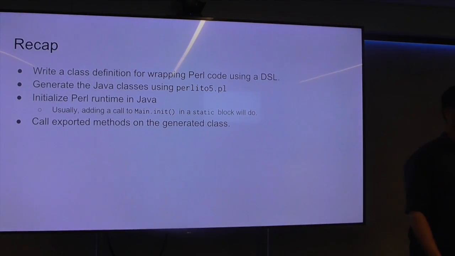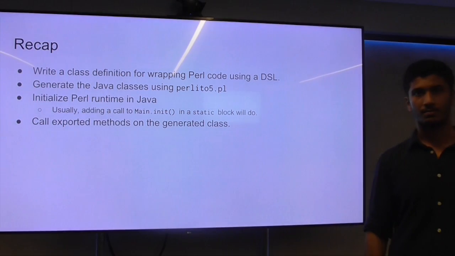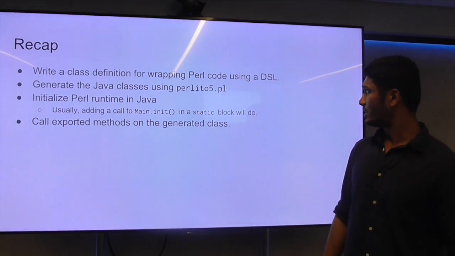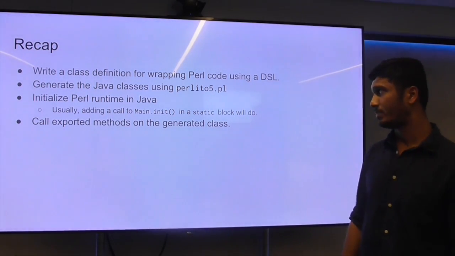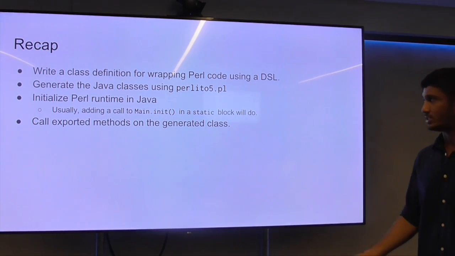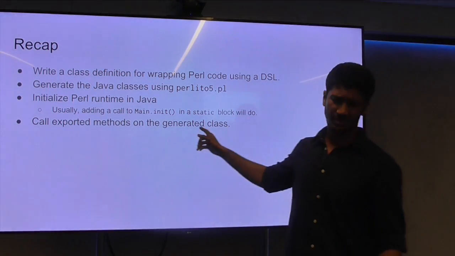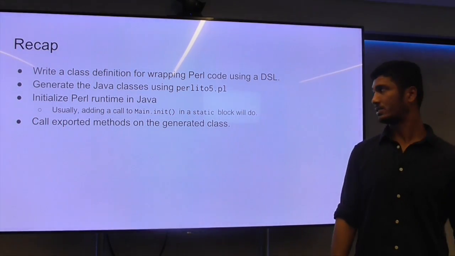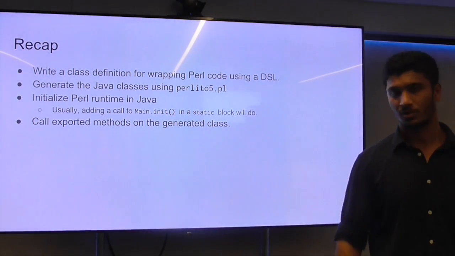To recapitulate, to have your Perl code be called by Java on Android, you write your class definition, which is generally applicable to any Perl to Java job. Generate the classes using the Perlito PL compiler, target Java. Main.init is required somewhere to initialize the runtime, and then call the exported methods.